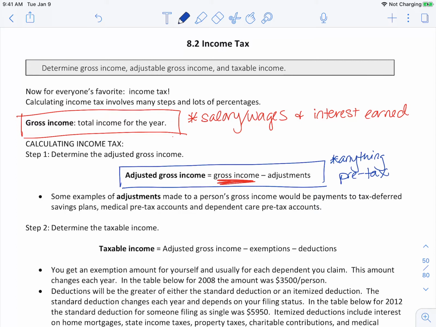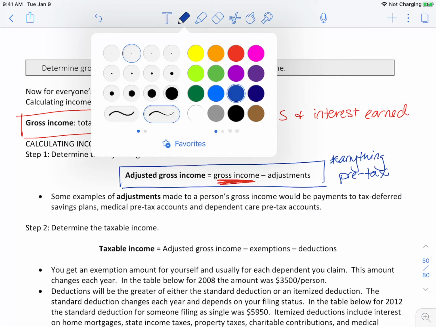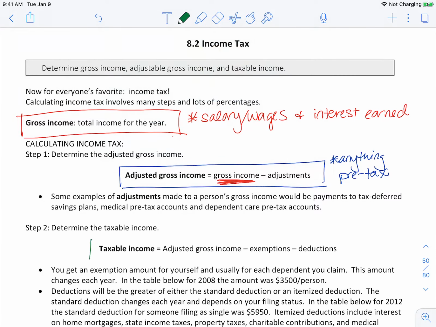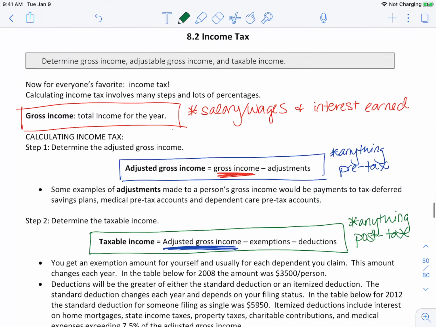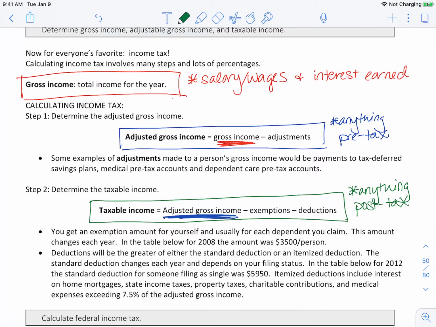Our next step is to determine the taxable income. So taxable income, this is where you take your adjusted gross income minus any exemptions and deductions. And so that means anything post-tax. So you get an exemption amount for yourself and usually for each dependent you claim. This amount changes each year.